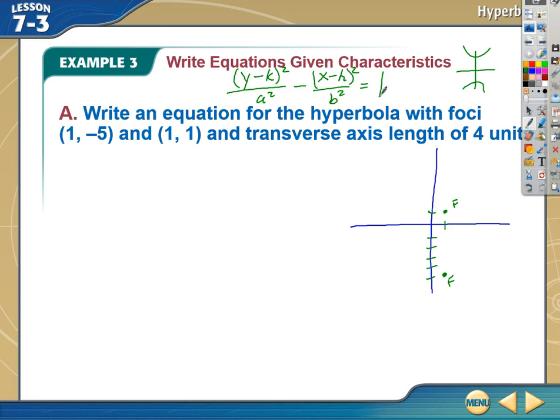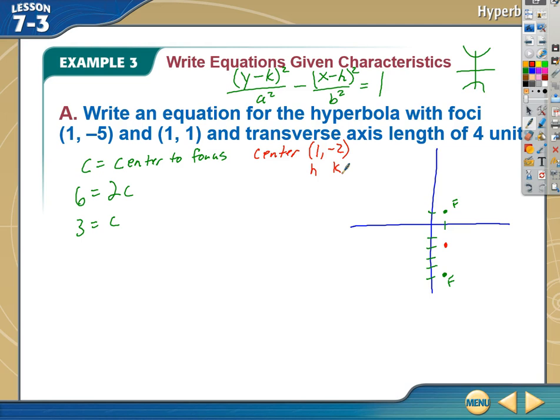All right, so what do I know? I know that this whole length from focus to focus is 6. So what does that tell me? Center to focus is what c is. Remember, c is center to focus. So this whole distance of 6 is equal to 2 c's. So I know that 3 is equal to c. If I count up and down 3, 1, 2, 3, there's my center. I find my center at 1, negative 2. And right there is my h and k.